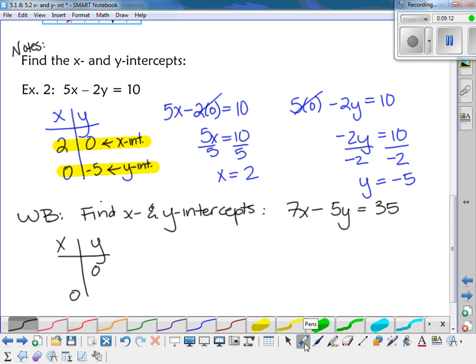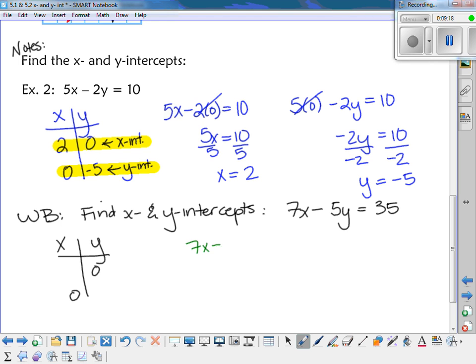Okay, so when we put in 0 for y, we get 7x is equal to 35. You divide by 7, you get x is equal to 5, a positive 5. But then when x is 0, it's -5y equals 35. Some of you are dropping the negative sign. Make sure you don't do that. So y is -7. So 0, -7 would be your y-intercept.